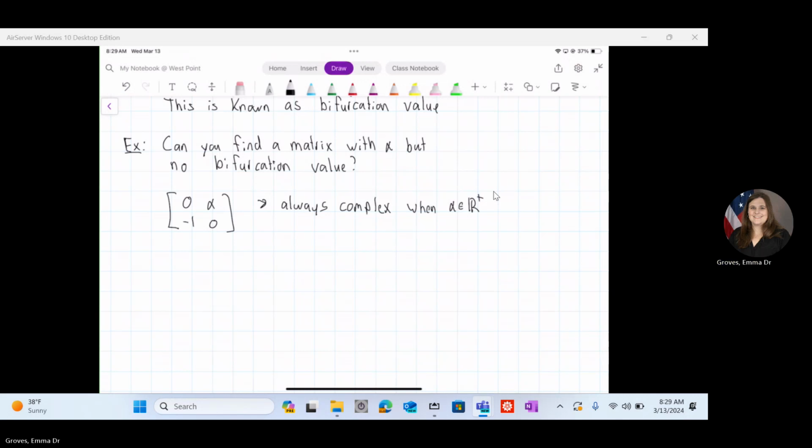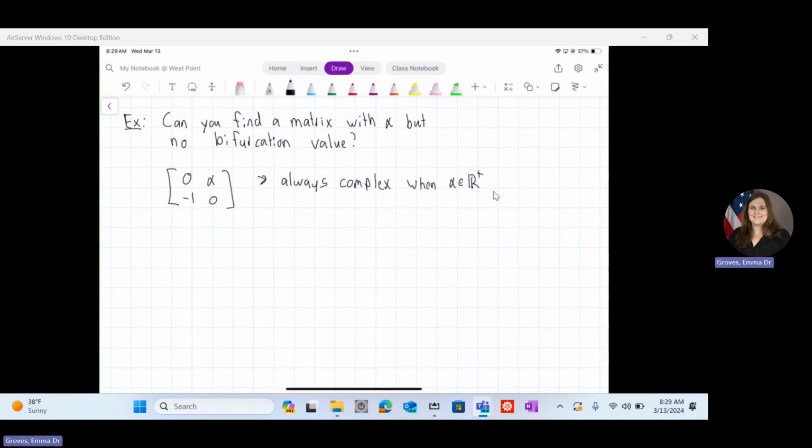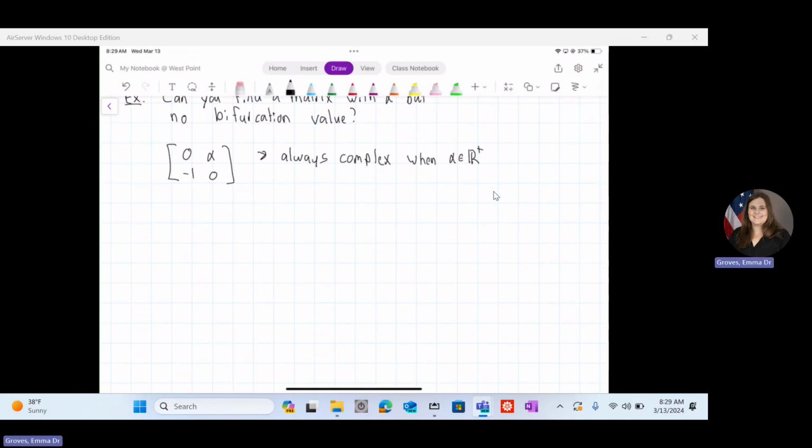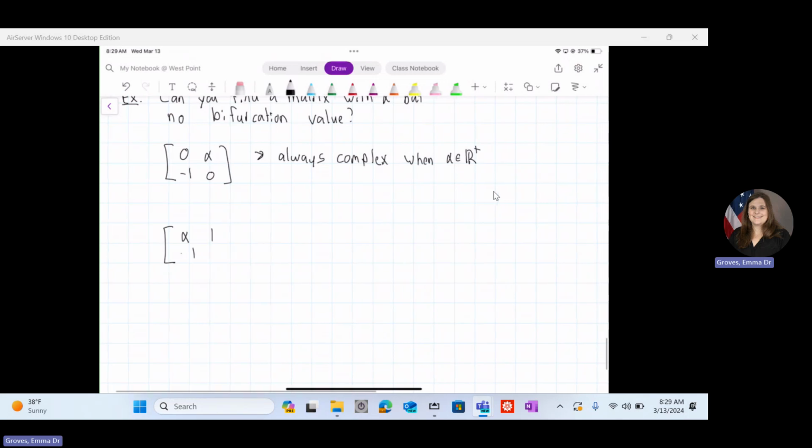The one that I found, I did cheat a little bit and I didn't tell you. In order to do it, I actually had to use 2 alphas. So where did I put it? It was alpha, 1, -1, alpha. This one is always complex.